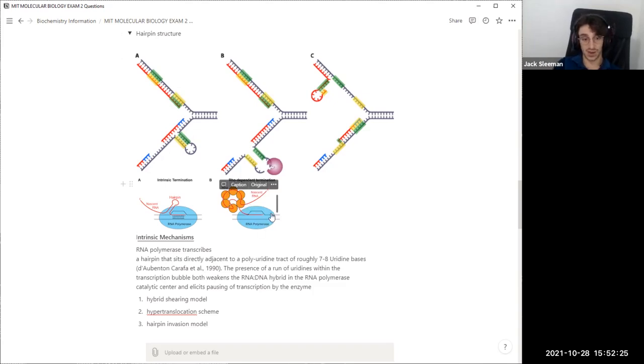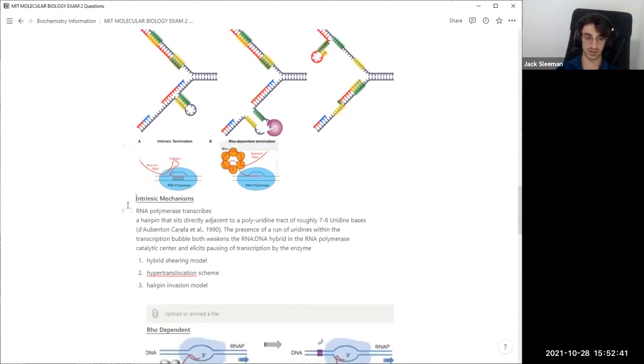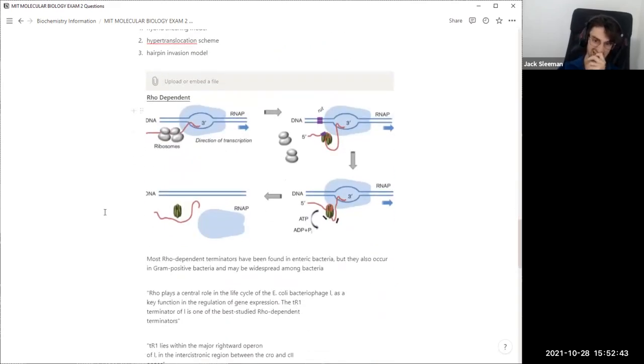So I think there are both cis-acting and transacting factors in Rho-dependent termination, but none in intrinsic, because there's no specific sequence of DNA involved. It's intrinsic to the RNA molecule why it terminates. Okay, so we're talking about that here.